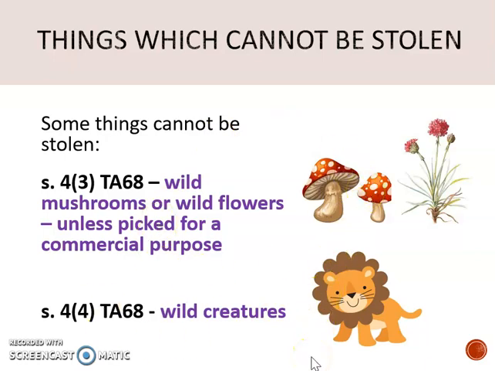Section 4.4 tells us that wild creatures cannot be stolen. But I should point out that this is only wild creatures. It is possible to steal a pet, someone's domestic pet.